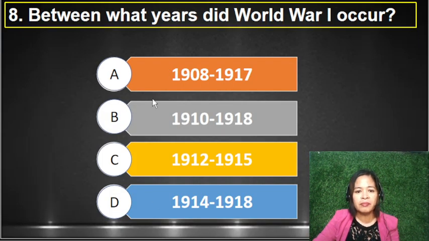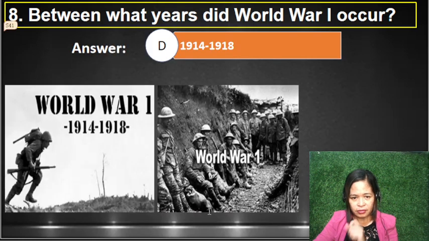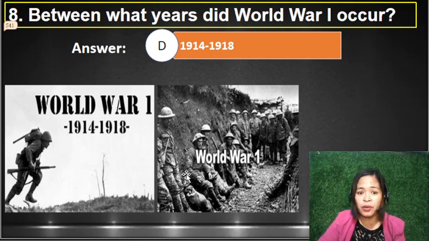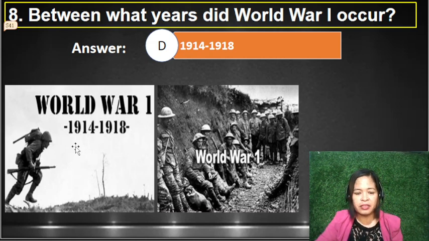Number eight, between what years did World War One occur? A. 1908 to 1917, B. 1910 to 1918, C. 1912 to 1915, and D. 1914 to 1918. Okay, this is the typical picture of World War One. As you can see here, it started from 1914 to 1918.